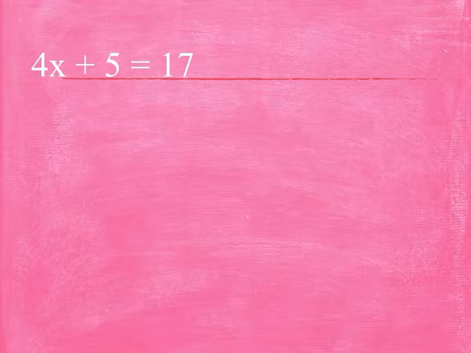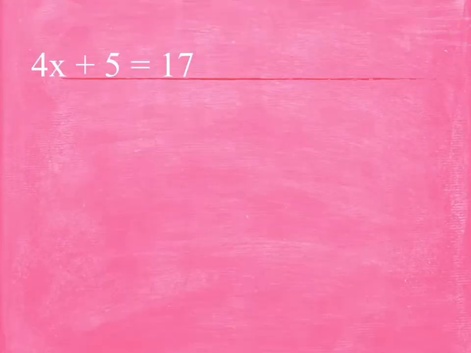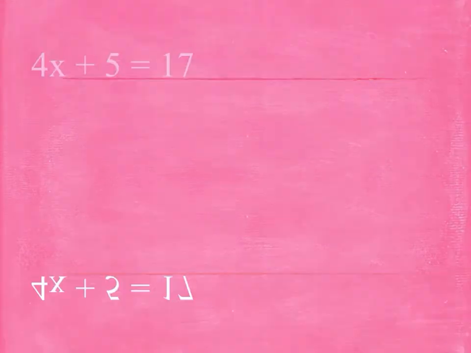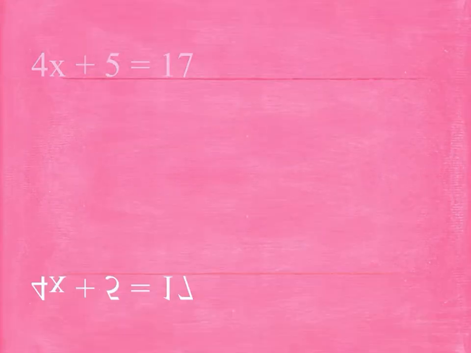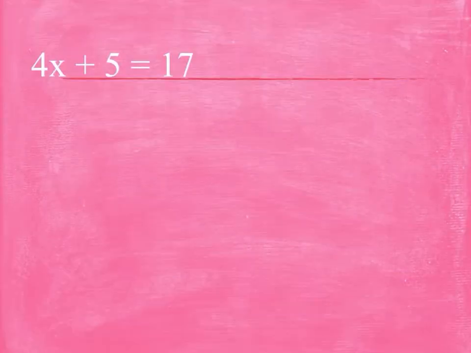Now we can use the property of equality again to divide by 4. Now it looks like a single step equation. So that's equality. That makes 1 times x equal to 3. Again, with the identity property, we can tell that x equals 3.